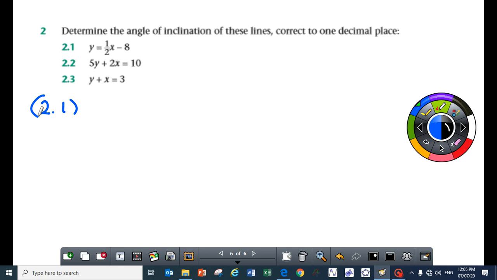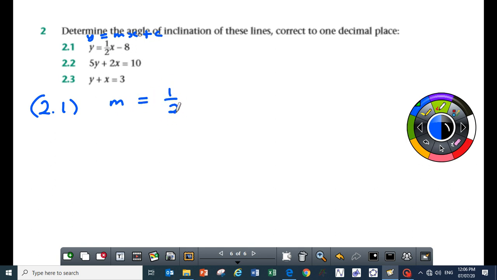I'm sure you remember from your grade 9 that if you are given any equation, you need to make sure that it's written in the form y equal to mx plus c. So for 2.1, it's already written in the form y equal to mx plus c, which means for that question, m is going to be a half. And that half is a positive half, which means the straight line is slanting to the right.